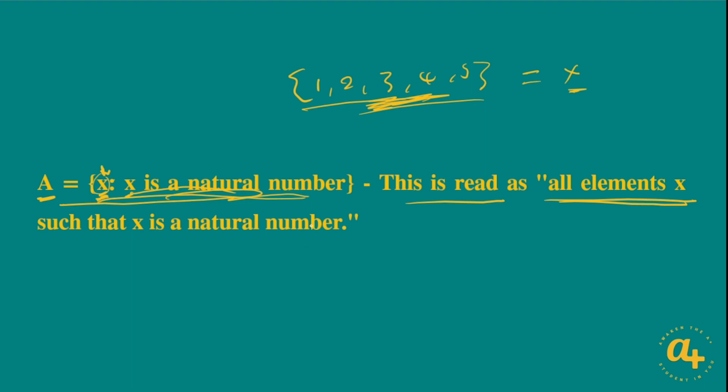Now let's put this together, or let's read this together, because we've done it in parts so it can sound a little bit weird, but let's put it together. So what we're saying here is that all elements X such that X is a natural number. So when we say that all elements X such that X is a natural number, what we simply mean is that all the elements in this particular set have been represented by the letter X in such a way that all these elements represented by the letter X are all natural numbers.